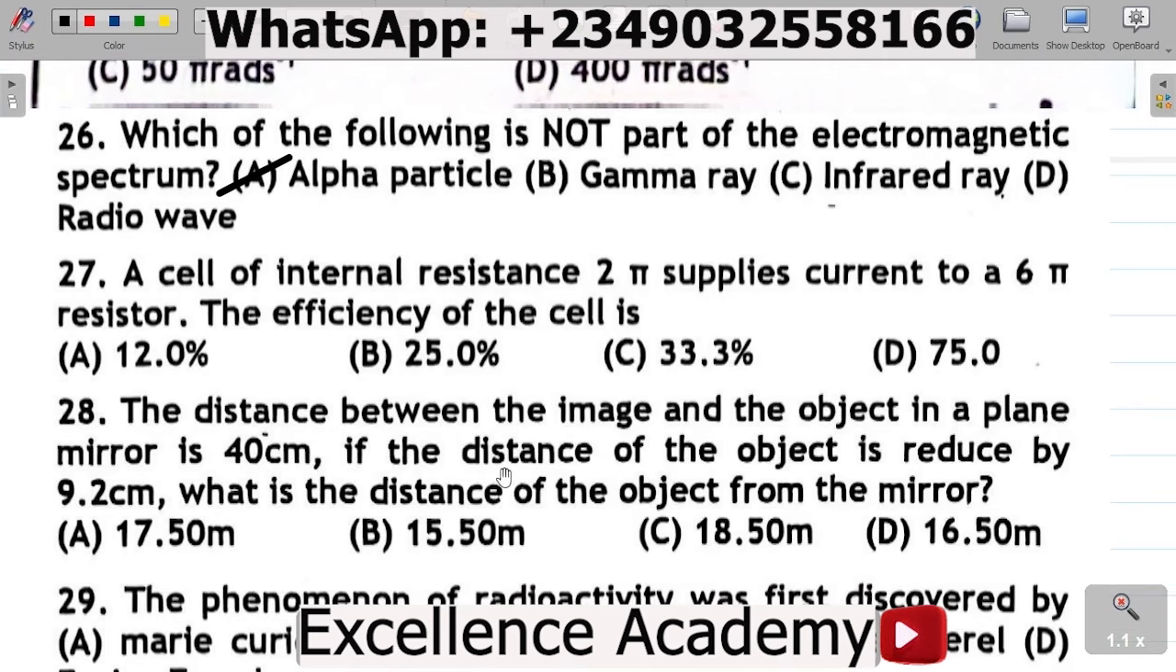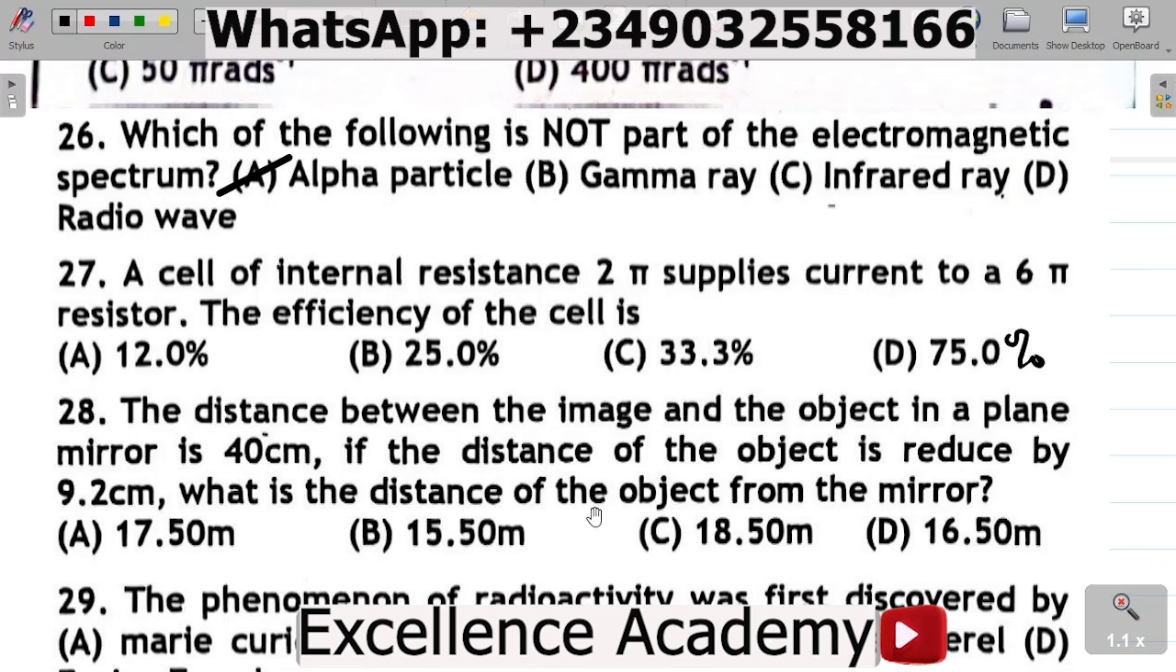Okay. Question number 27. It says a cell of internal resistance 2 pi supplies current to a 6 pi resistor. The efficiency of the cell is A, 12.0%, B, 25.0%, C, 33.3%, D, 75.0. I guess there should be a percent here. Okay, so how do we solve this question here?